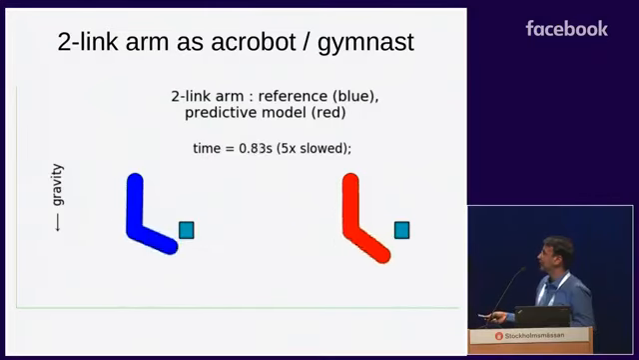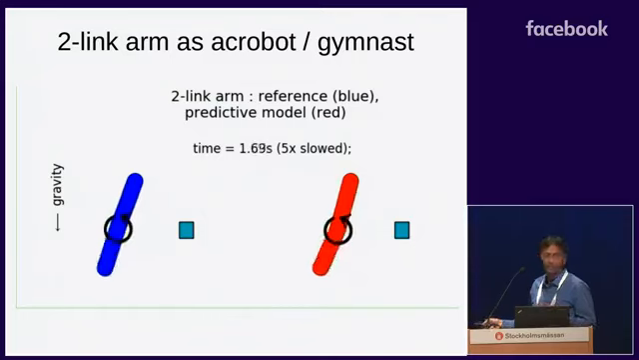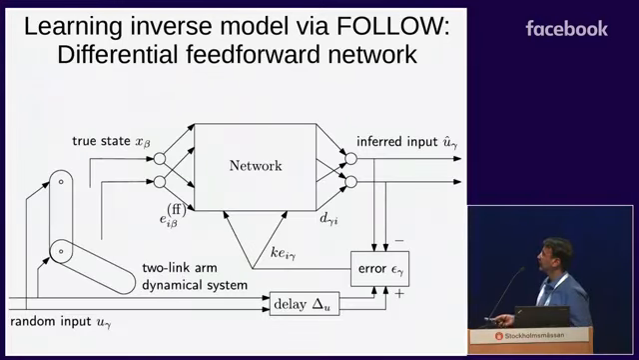Again, the feedback is cut off, and it's just integrating the torque to give the state. So this was learning the forward model. Similarly, we can learn the inverse model via FOLLOW. And here, as I mentioned before, it is the true state of the arm that is fed as the input during learning. And then the network has to infer the control torque that produced the arm state. And of course, due to causality, you can only learn it with a delay.